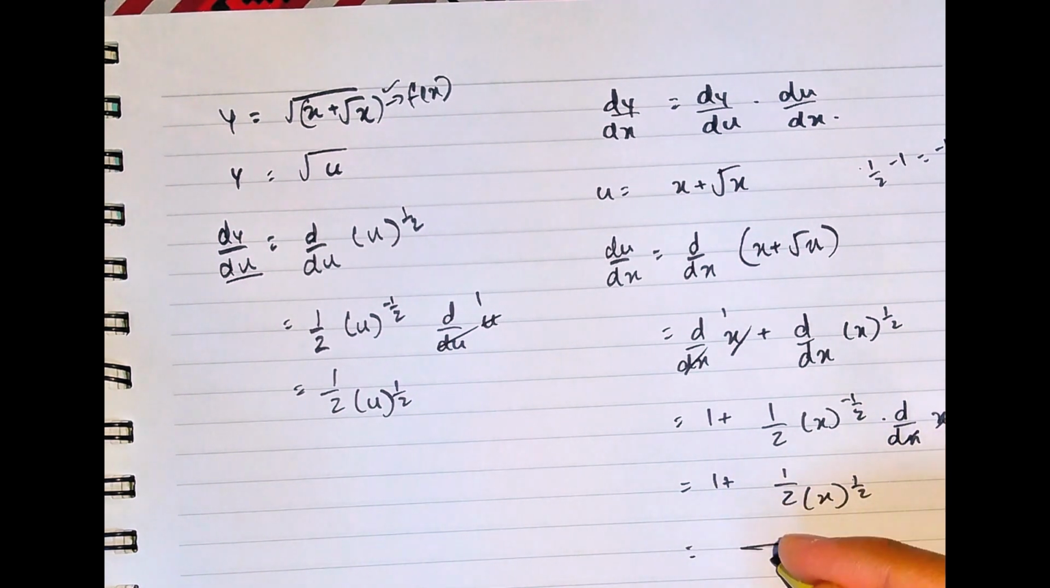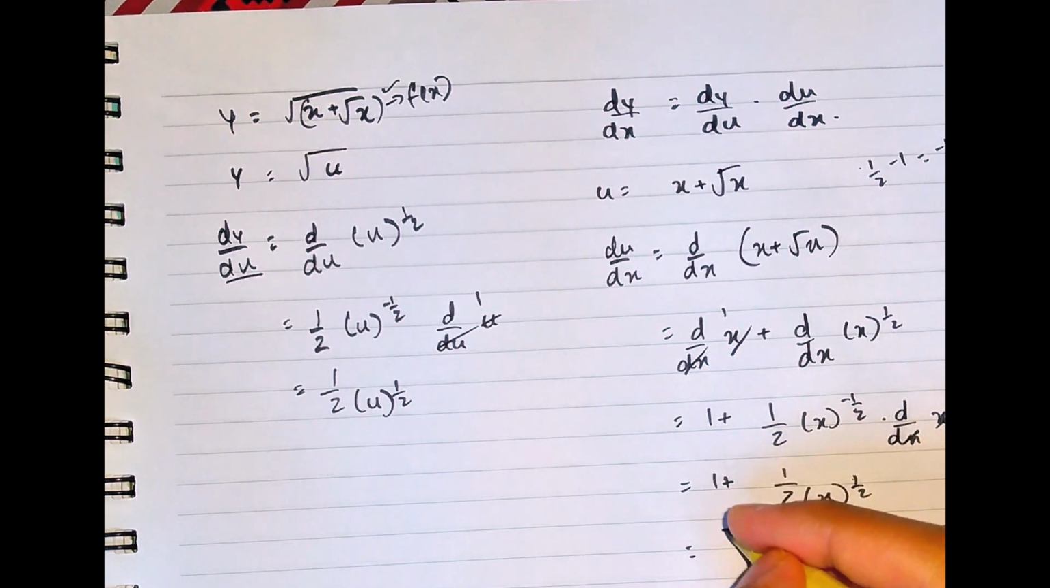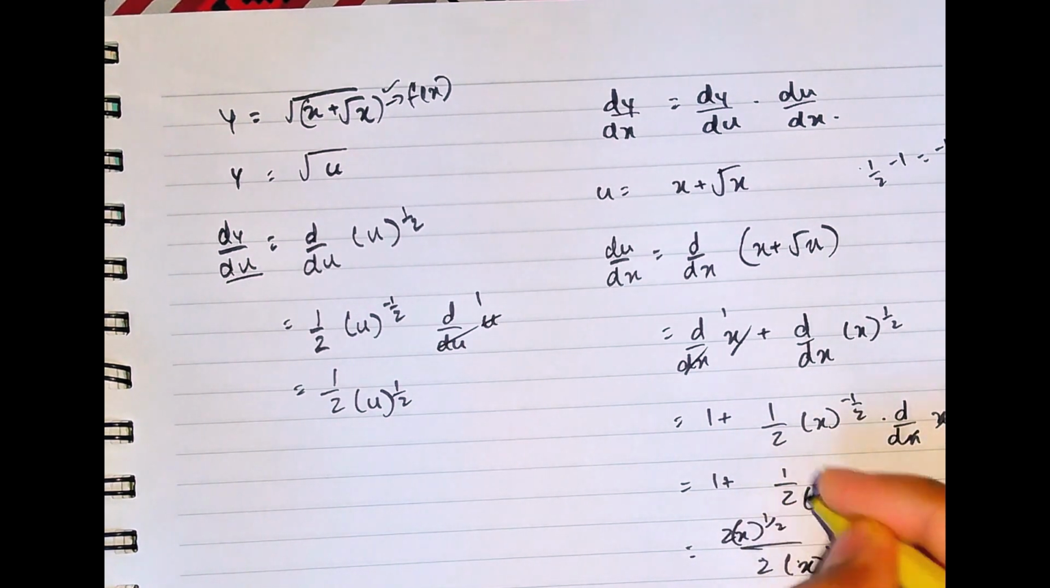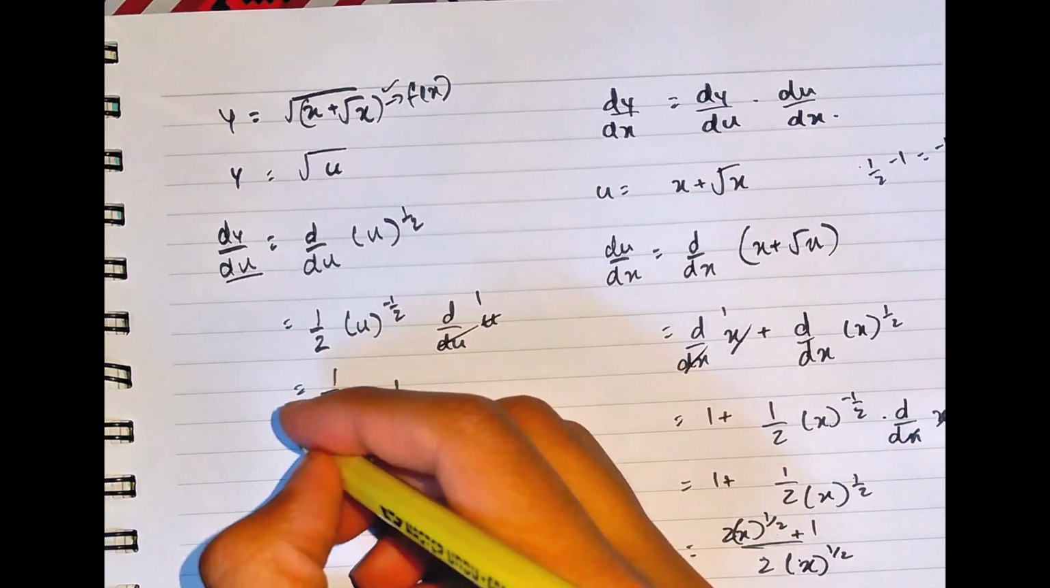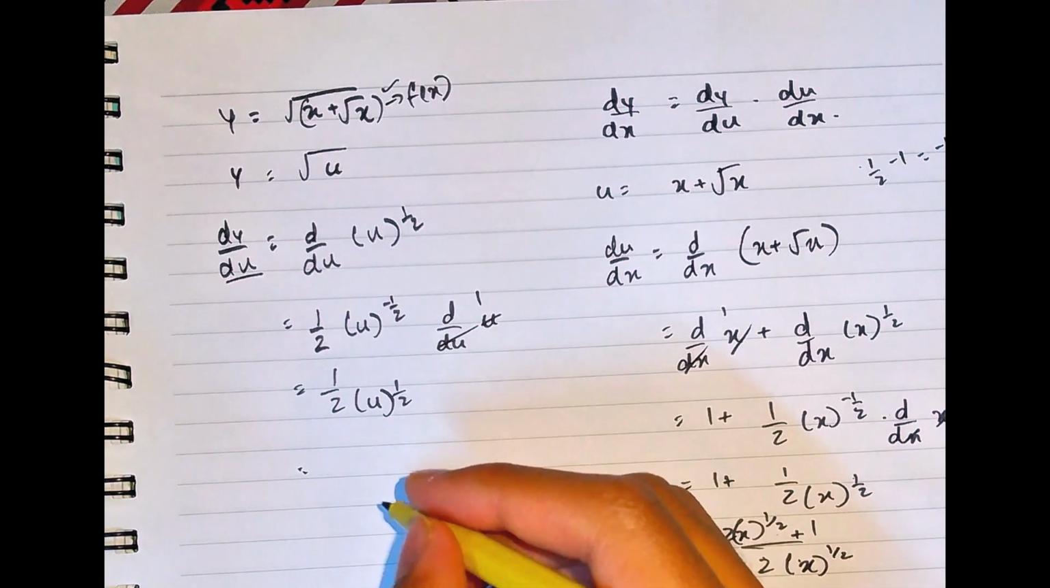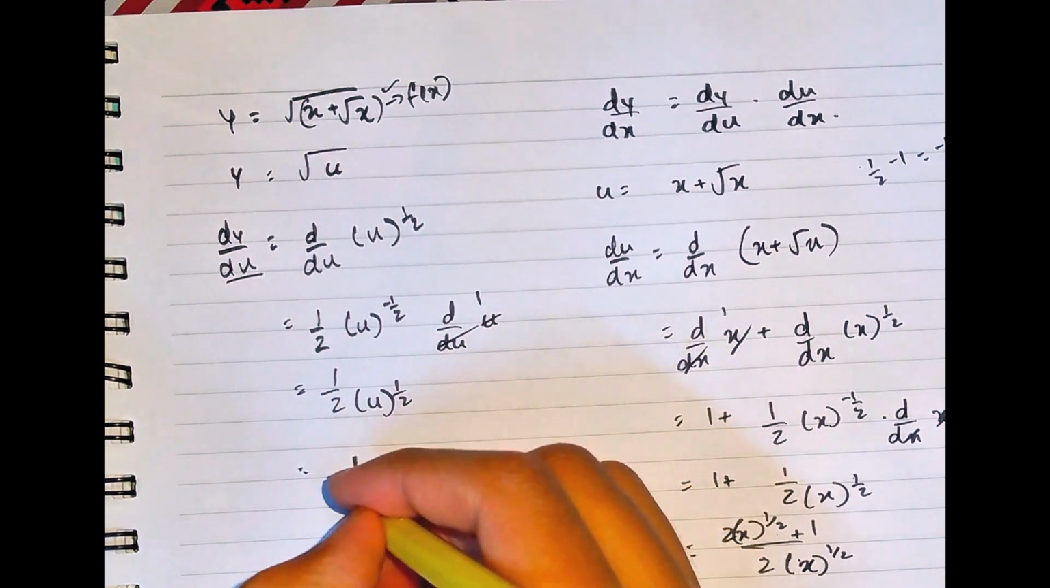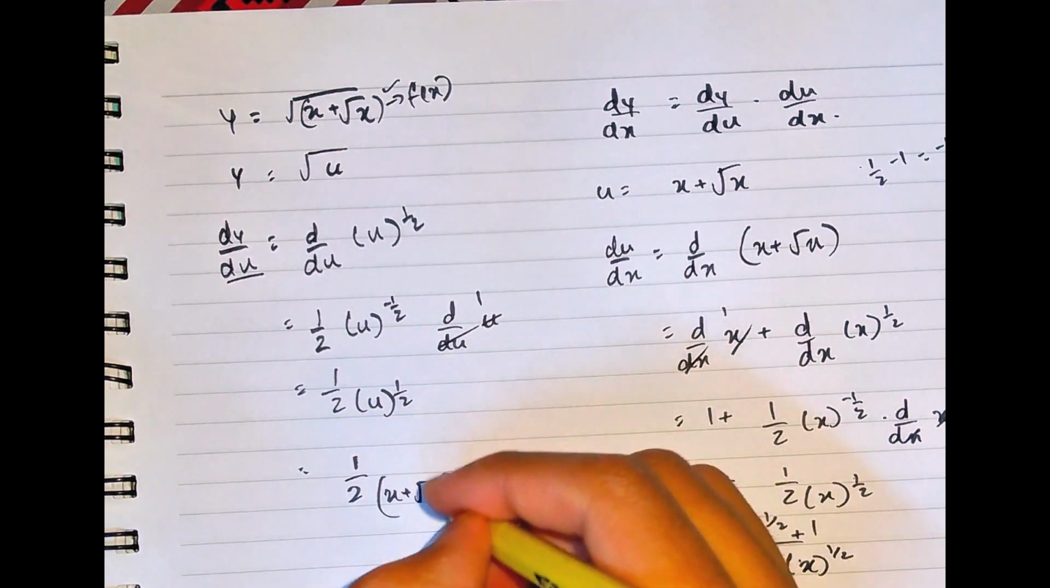Okay, now we have to take the LCM. 2x^(1/2), this would be the same thing, 2x^(1/2), and this would be 1. For the final thing, we have to put the value of u over here. What is the value of u? It's actually x plus root x. So 1 divided by 2 times (x plus root x) power 1/2.